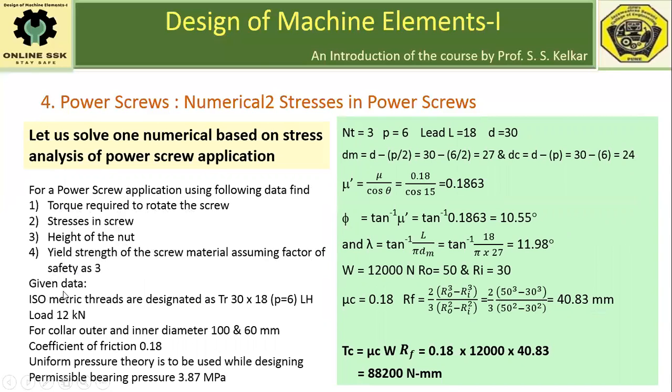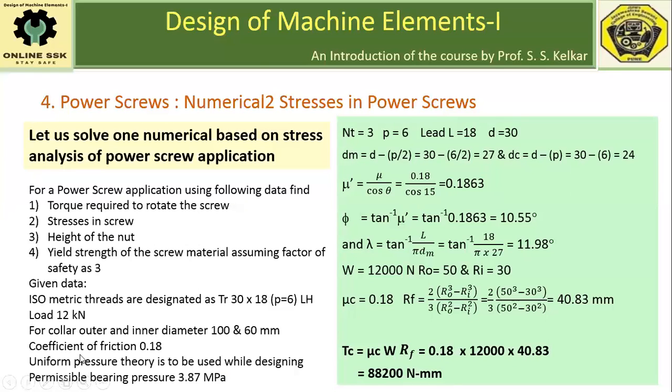The given data is: ISO metric threads are specified, designated as TR30Y18 P6LH. Load is 12 kilonewton. For the collar, outer and inner diameters are specified as 100 and 60 respectively. Coefficient of friction is 0.18. Uniform pressure theory is expected to be used while designing, and they have also specified a permissible bearing pressure of 3.87 megapascal.